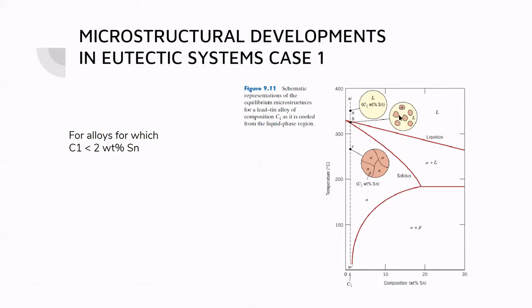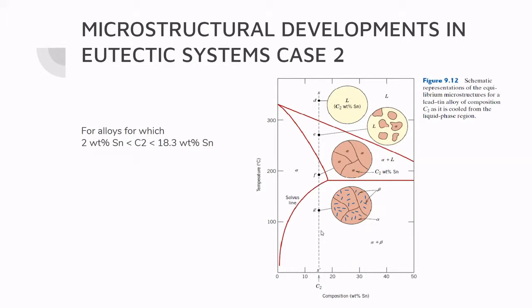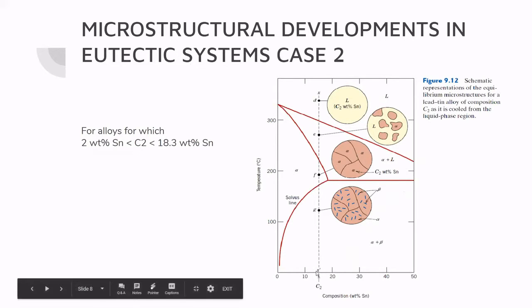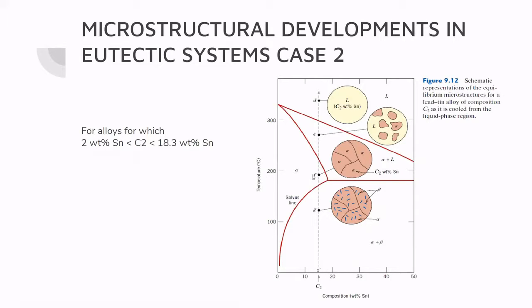The alpha phase comes out, and it's mixed with liquid. And when it's going down between 300 degrees to 200 degrees, the alpha phase all comes out and it is full of alpha phase. And now we move to case 2, and case 2 is composition C2, so it's moved a little bit to the right, at around between 2 weight percent to 18.3 weight percent.